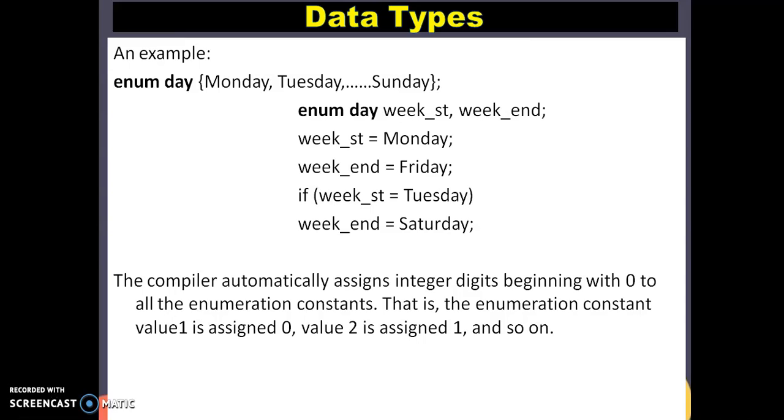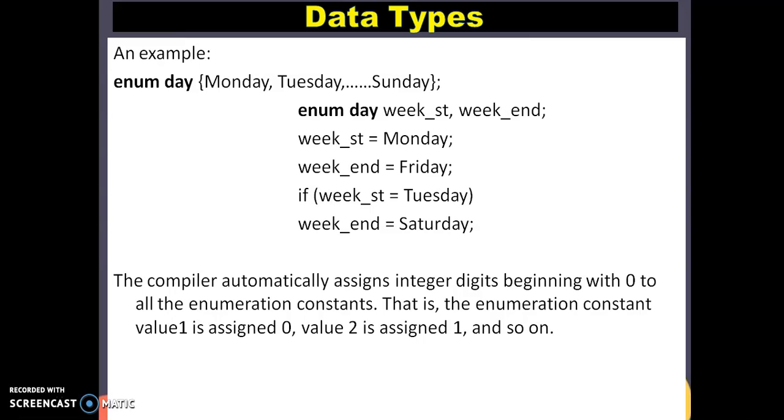Example: enum day, curly brace, Monday, Tuesday, up to Sunday, closing brace, semicolon. Enum day week_st, week_end. Here st means starting day and end means end of the weekday. Week_st is equal to Monday and week_end is equal to Friday. For example, if week_st is equal to Tuesday, week_end is equal to Saturday.